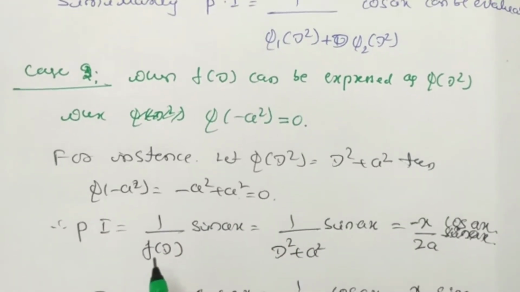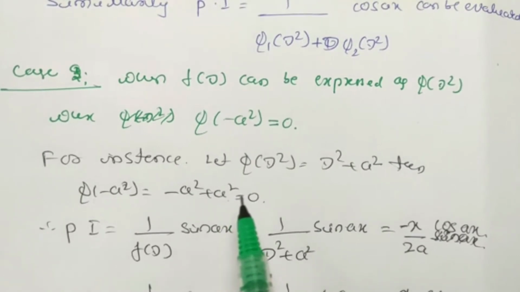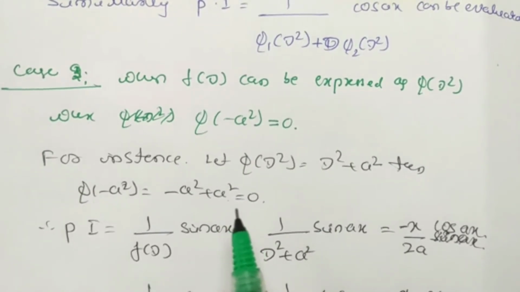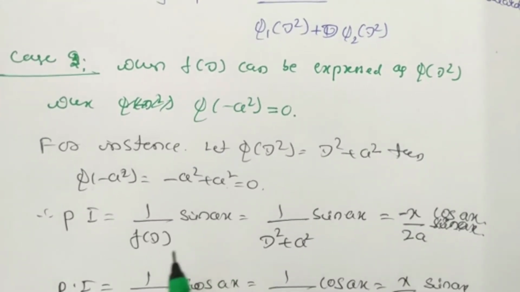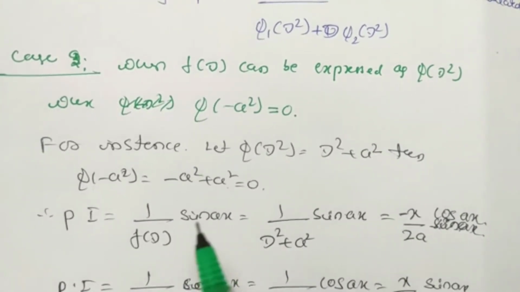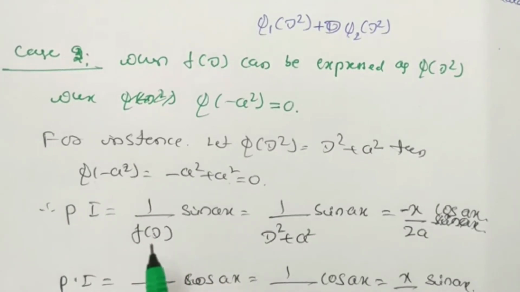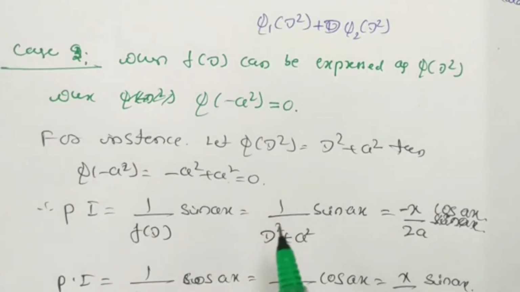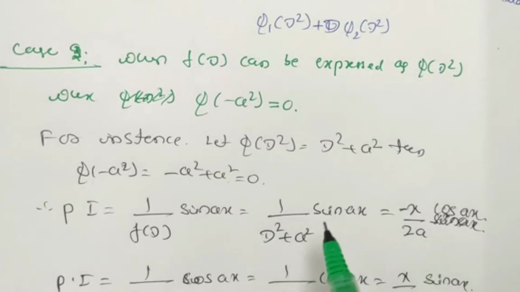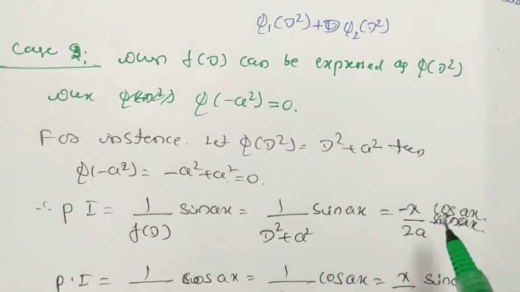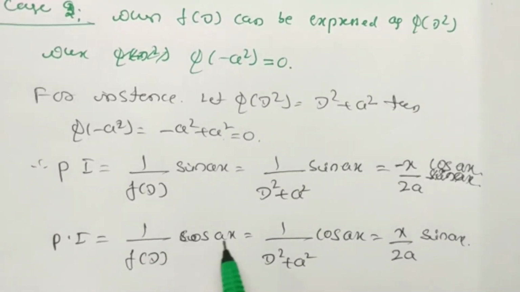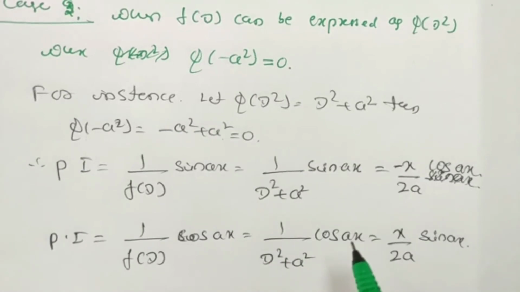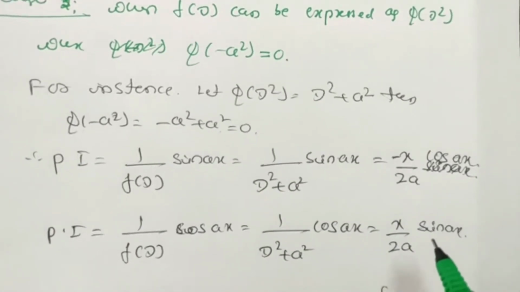In this case, the derivation of the particular integral is very lengthy, so I have skipped that derivation because it is not so important. After the completion of the syllabus I will explain that also. So it is 1 by f of D sin ax equals 1 by D square plus a square sin ax. Then its particular integral is directly minus x by 2a cos ax. Similarly, the particular integral of 1 by f of D cos ax, that is 1 by D square plus a square cos ax, equals x by 2a sin ax.